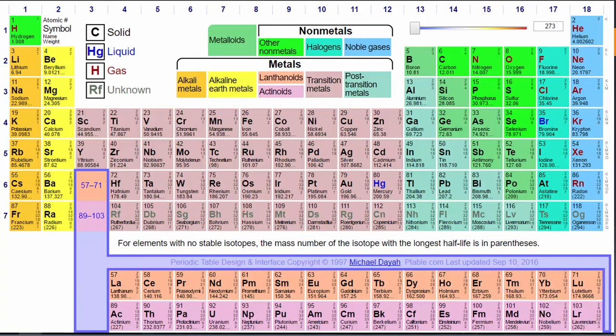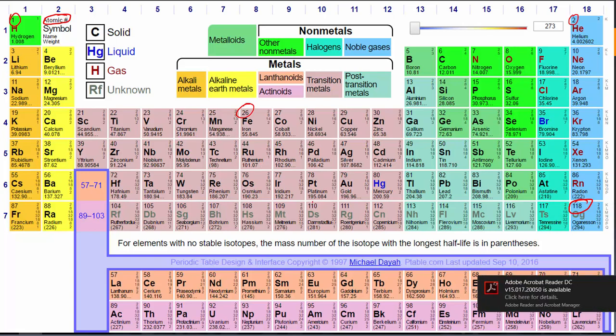Now, all of this information is actually encoded on the periodic table. I said there's 118 different elements. Well, here's element number 118. What makes it element 118? It has 118 protons. So that number up there is called atomic number. Remember, that's the number of protons. Hydrogen has 1 proton. Helium has 2 protons. Iron has 26 protons. So atoms of each of these different elements have different numbers of protons.